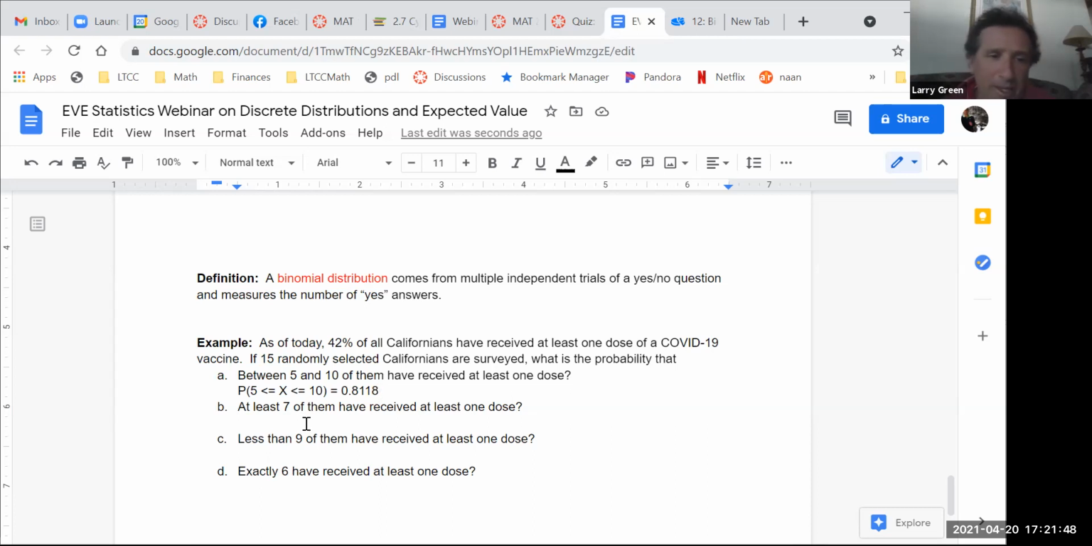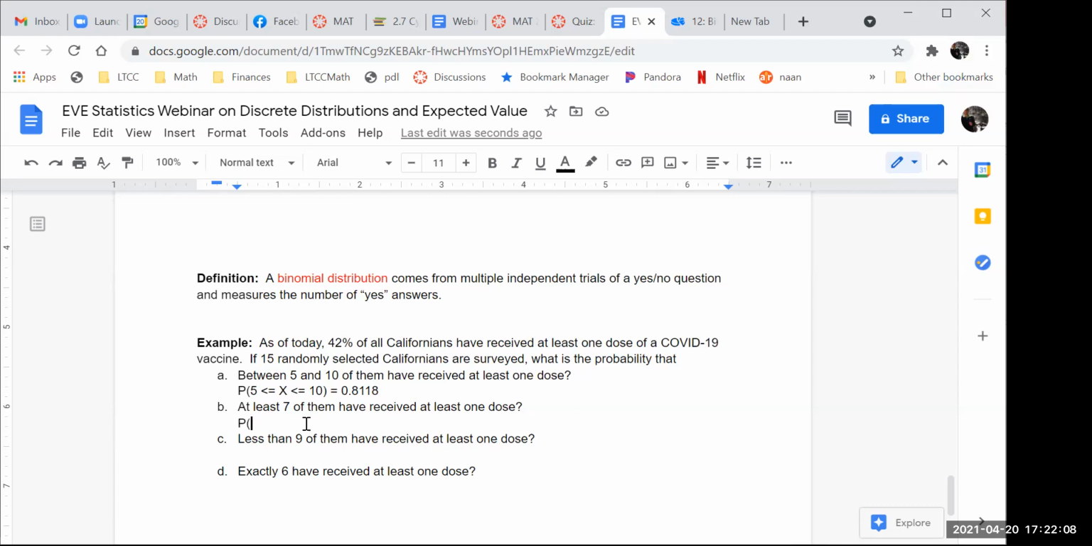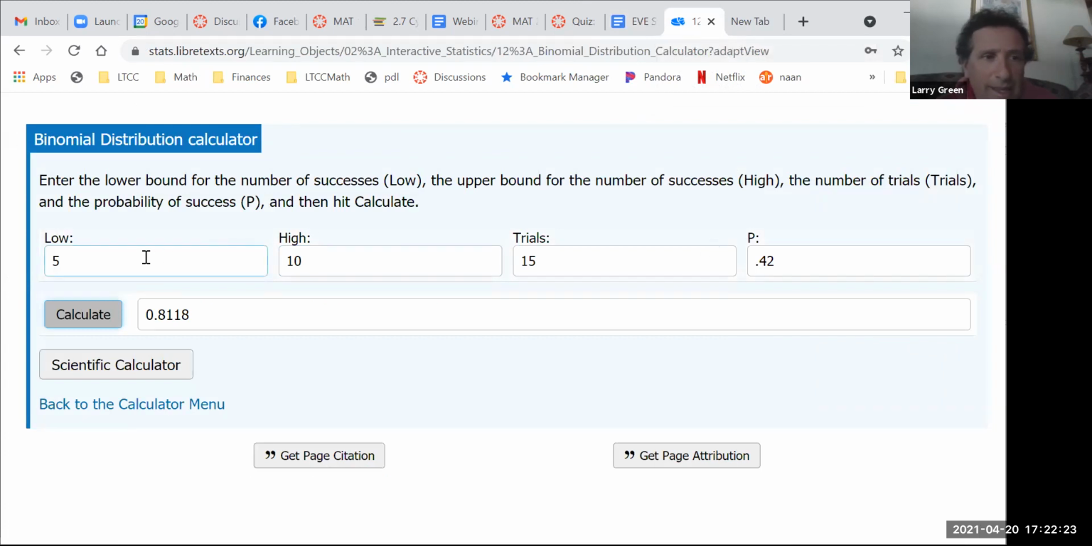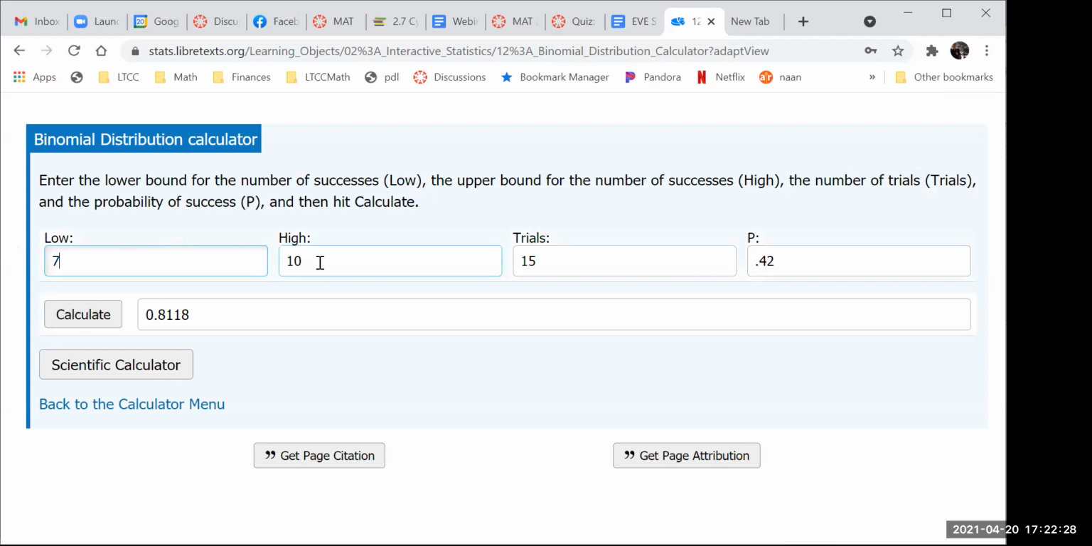Okay, what's the probability that at least 7 of them have received 1 dose? So that's the probability. What's at least 7 in symbols? Greater than or equal to? Yeah, so X greater than or equal to 7. Any questions on that so far? So let's go to the calculator. All right, what's my low? 7. What's the high?